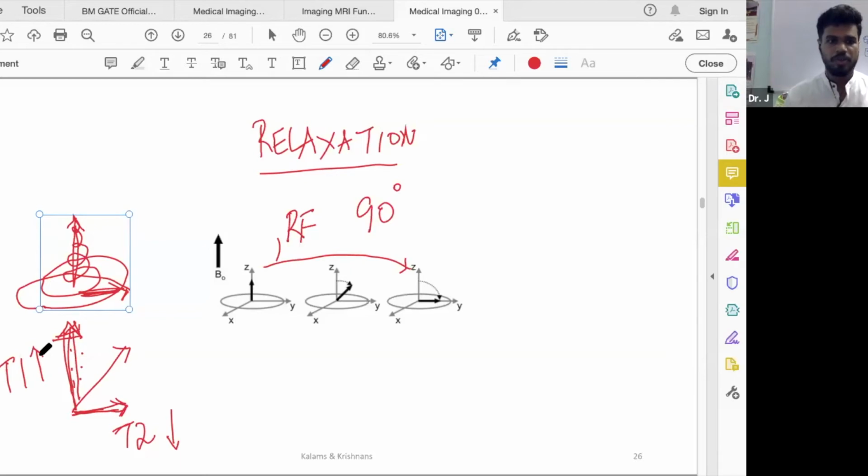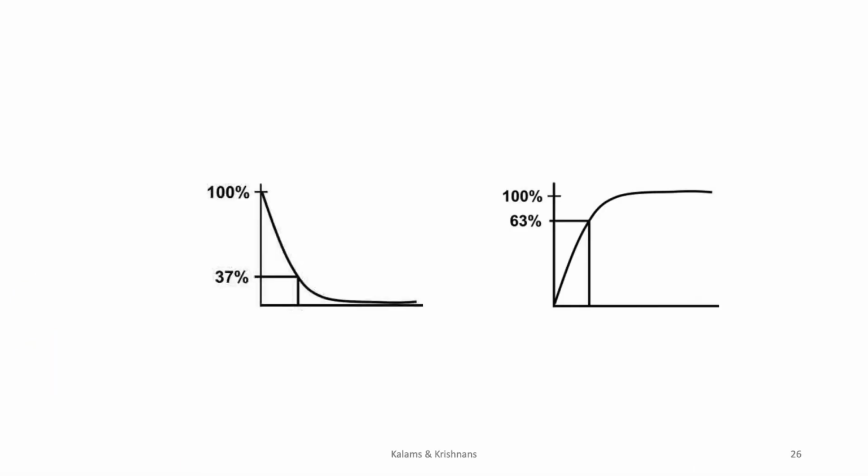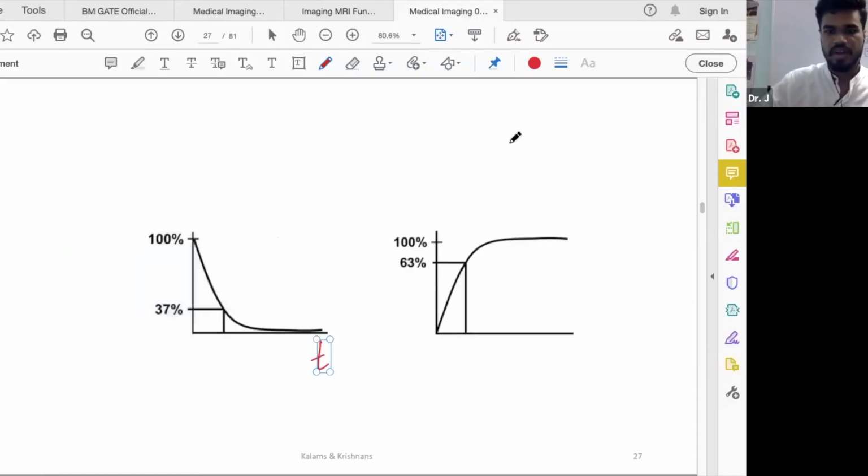Okay. So now I am going to test if you actually followed this. I have shown two curves. Let's say this is time and this is time. Let's label this as A and this as B. What is the kind of relaxation that's going on in figure A? What is the relaxation that's going on in figure B?